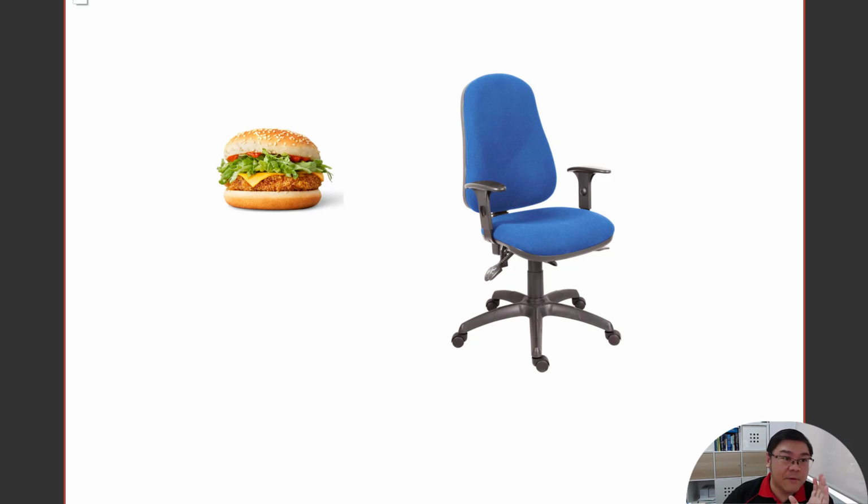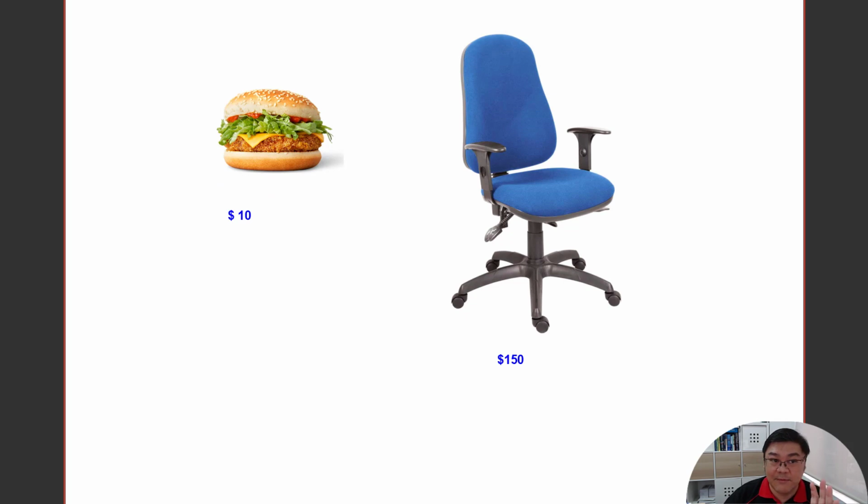Let us think from the point of view that you're going to buy this product, you're a customer right now. How much do you think the cost of the burger is going to be, or how much do you think the cost of the chair is going to be? This is not about accuracy. It does not really matter. If you're going to go to McDonald's and buy this burger, let's say the burger might cost you $10. And if you're going to go to a furniture shop and buy this office chair, let's say it's going to cost you, for example, $150. So it does not matter whether the amount is reasonable or not.